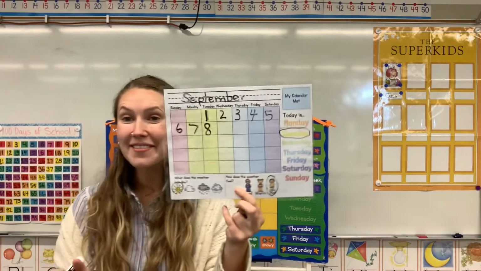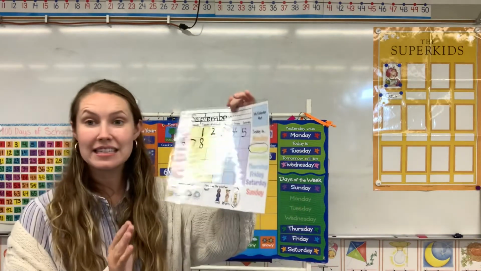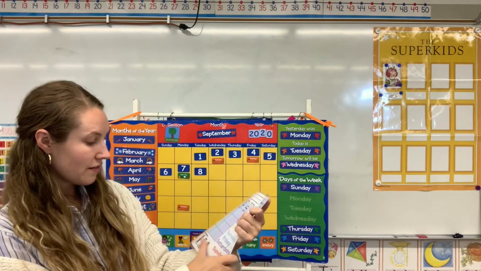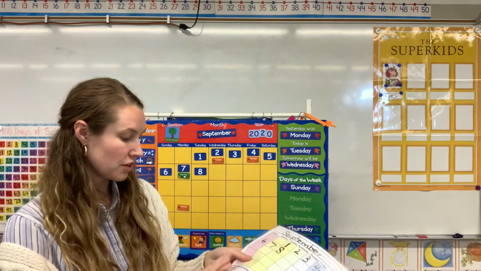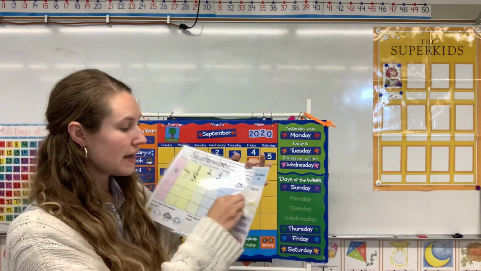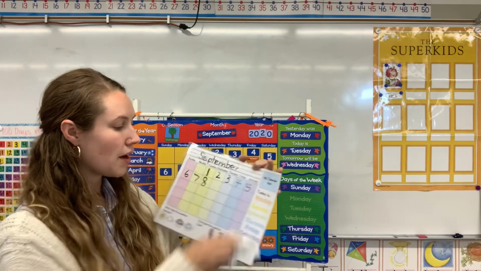Now we're all done with our calendar mat. Now make sure that you're using a whiteboard marker for this, because for tomorrow you can erase your answers. So you can just use a tissue. Using a tissue to erase my answers from today to get ready for calendar time tomorrow.